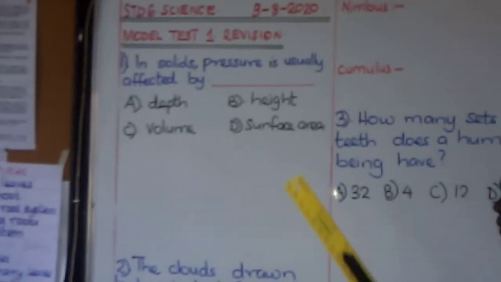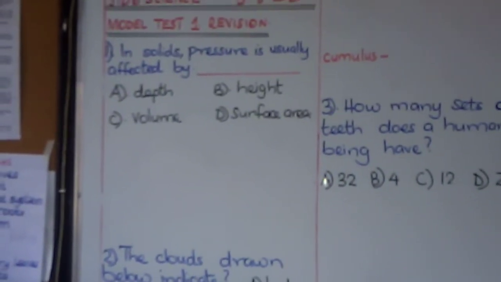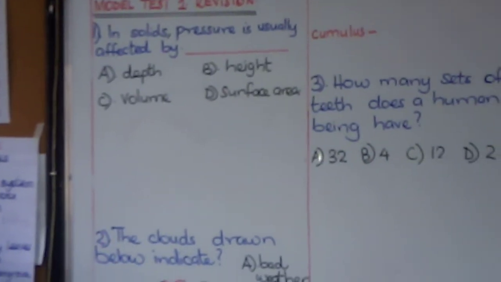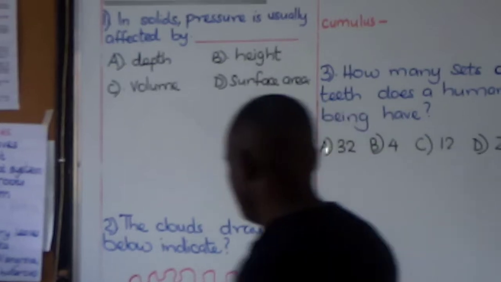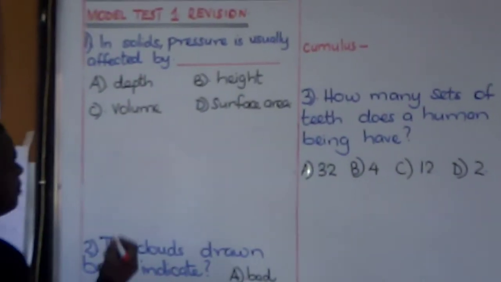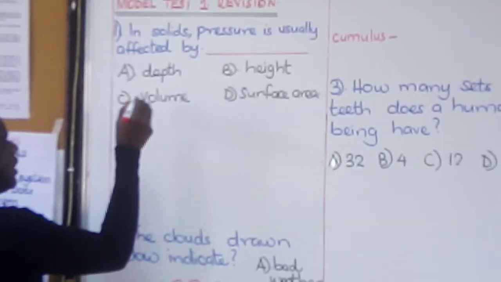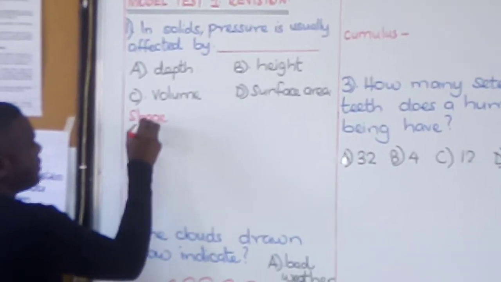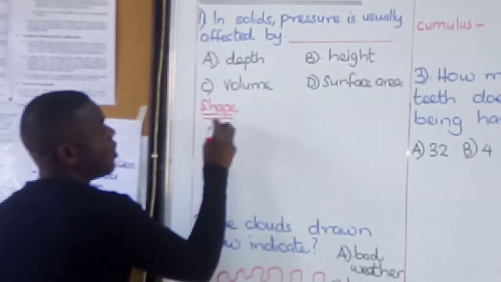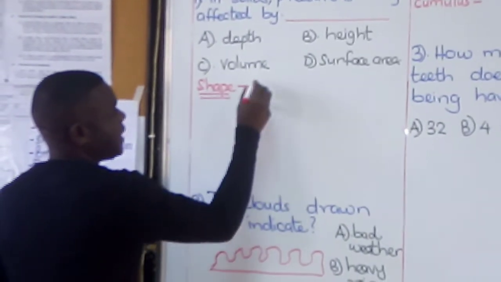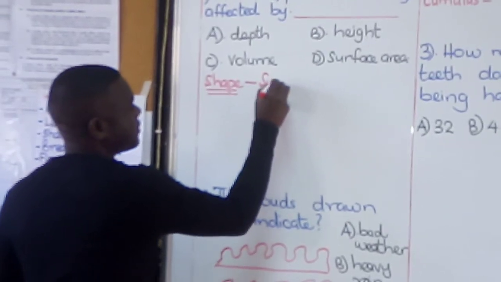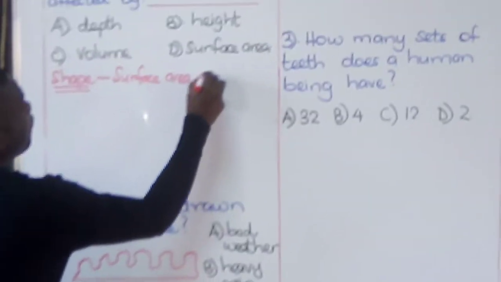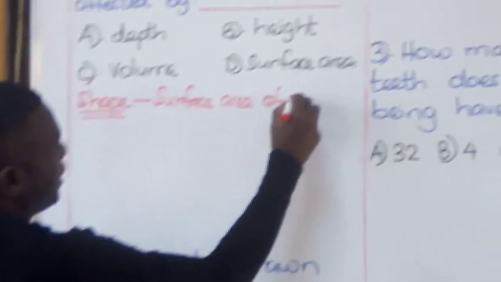Question 1. In solids, pressure is usually affected by dash. I want us to look at different shapes. Pressure in solids is affected by shapes. Now, shape of what? Shape of the surface area of the object, of the solid.